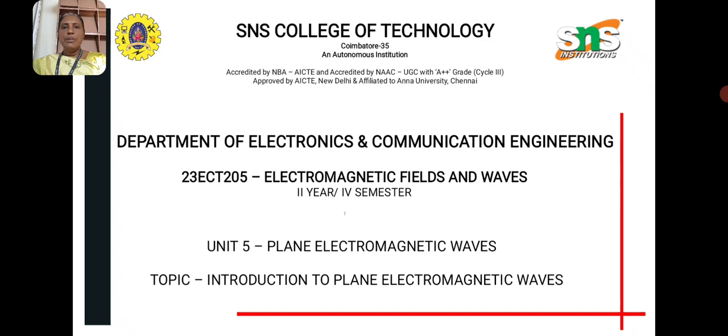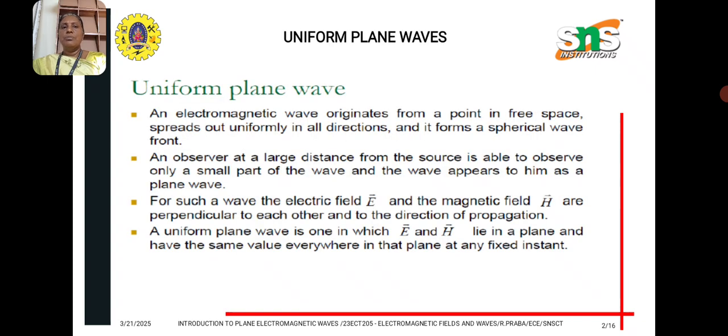In this video, we will discuss the topic Introduction to Plane Electromagnetic Waves for the course Electromagnetic Fields and Waves. So now we see the uniform plane waves. An electromagnetic wave originates from a point in free space, spreads out uniformly in all directions, and forms a spherical wavefront. An observer at a large distance from the source is able to observe only a small part of the wave, and the wave appears to him as a plane wave.